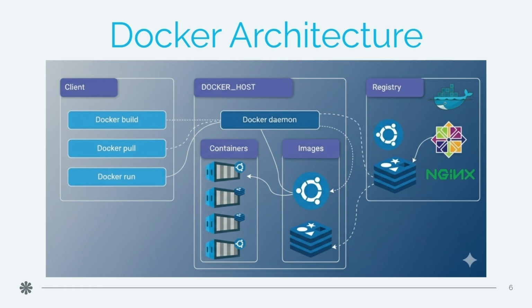Now, let's see the Docker architecture. Docker follows a client-server model. The client runs commands, and the Docker host runs the Docker daemon, which manages images and containers, and the registry stores images. When you run docker pull, Docker fetches an image from the registry.